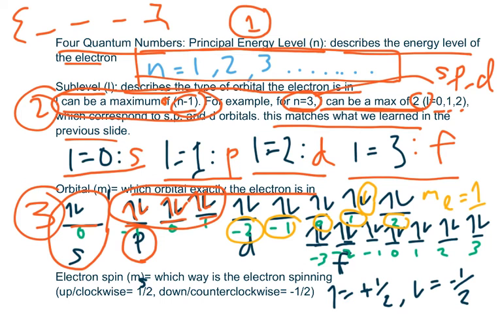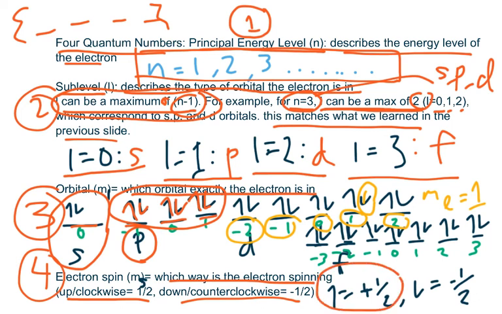Now, let's talk about the fourth quantum number. This is called the electron spin. It's which way the electron is spinning. So, if the arrow goes up, then it's clockwise. If the arrow is pointing down, then it's counterclockwise. And the up arrow is equal to +1/2, and the down arrow is equal to -1/2. So for that electron that I circled previously, this was a down arrow, and down arrows are -1/2. So in this case, the ms, which stands for the electron spin, will be -1/2.